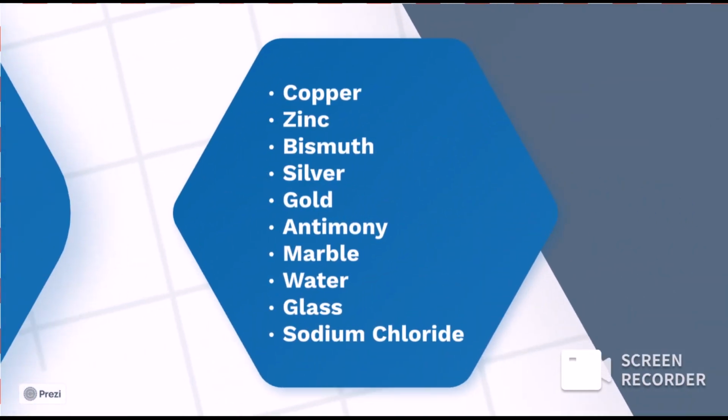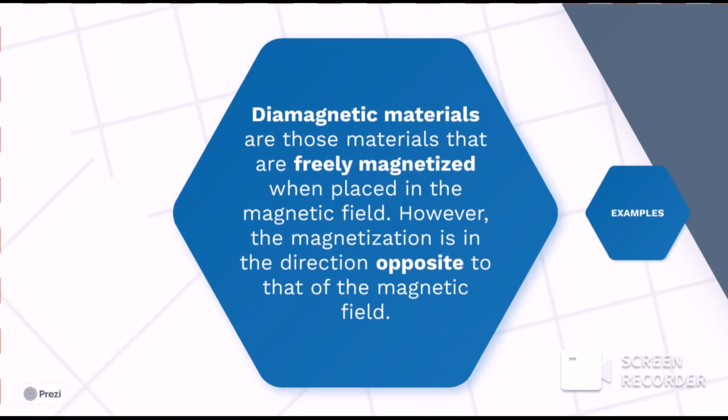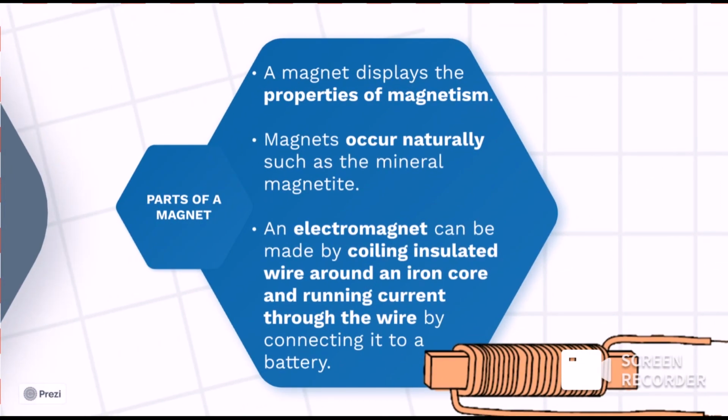Some of the most common examples of diamagnetic substances are copper, zinc, bismuth, silver, gold, antimony, marble, water, glass, and sodium chloride. A magnet displays the properties of magnetism. Magnets occur naturally, such as the mineral magnetite. An electromagnet can be made by coiling insulated wire around an iron core and running current through the wire by connecting it to a battery as shown.